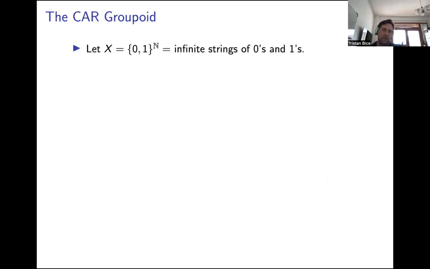So I'll call it the CAR groupoid. I'm not sure if that's the best name, but it corresponds to the CAR algebra. So this is the one I will use. To define the CAR groupoid, let's look at all functions from N into some two-element set. Let's call the elements 0 and 1, just to make things easy. Which you can, of course, view as infinite strings of zeros and ones, right? That's what a function from the natural numbers is.